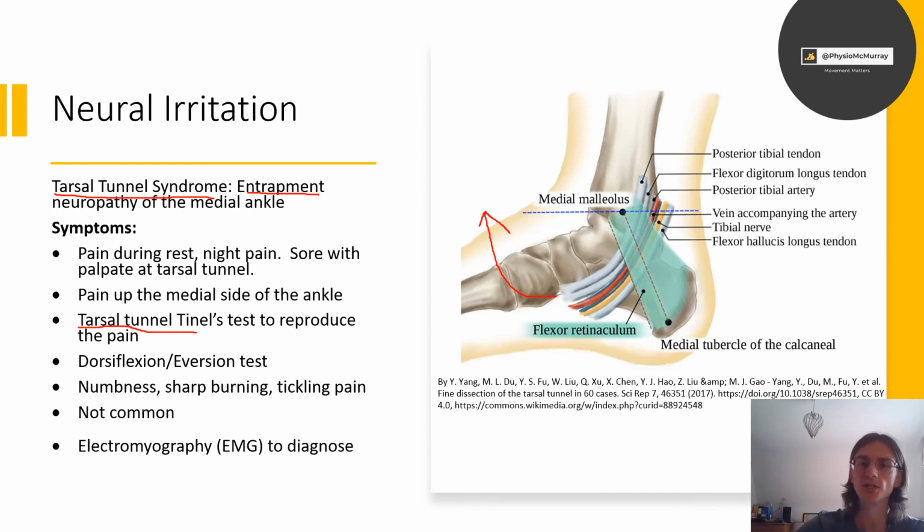So that'd be inversion. So that's your ankle there, you're kind of pushing it like this, and it's going to be stretching the area around here where the nerve runs. So when you're stretching it, it'll irritate it even further, and then it will bring on your symptoms. To diagnose it more accurately, you can use an EMG. That just tests the nerve conduction.